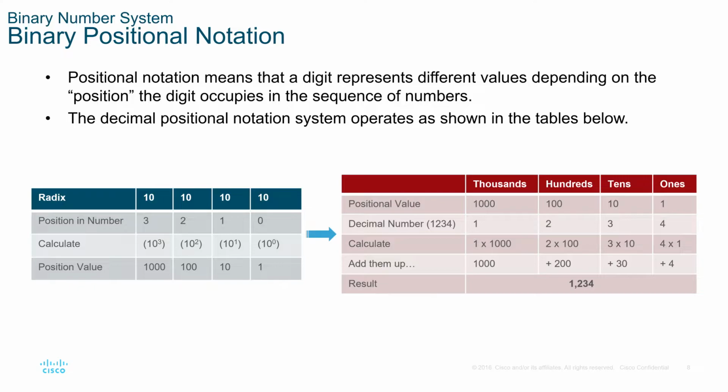As we see with our positional weights here, the positional notation means that a digit represents different values depending on the position the digit occupies in the sequence of numbers. The decimal positional notation system operates as shown. And as the chart is showing, 10 to the third is 1,000, 10 to the second is 100, 10 to the first is 10, 10 to the 0 power is 1. This is just another way of laying out what was done in the previous slide.